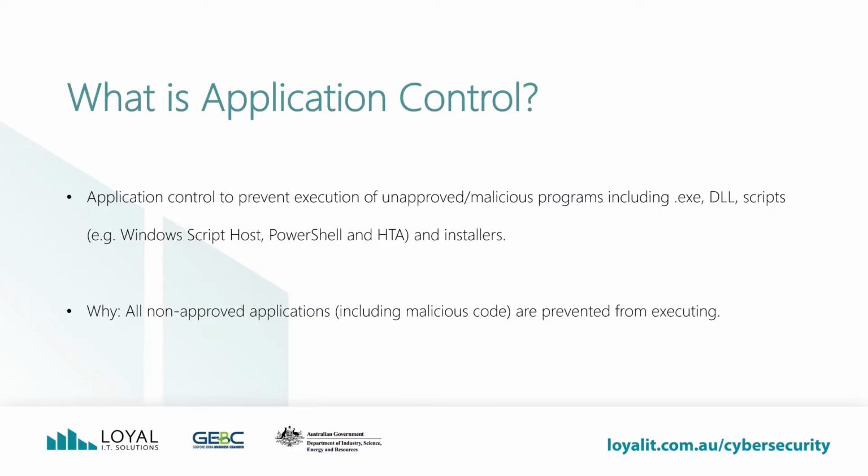Let's go. What is application control? You use application control to prevent execution of unapproved or malicious programs including exe, DLL, scripts, for example, Windows Script Host, PowerShell, and HTA, and installers. If you go back to the demonstration I did in the Configure Microsoft Office macro settings video, I hacked a computer using a Word document. It was a combination of macros, PowerShell, and HTML application, or HTA script. Why do we do this? All non-approved applications, including malicious code, are prevented from executing. Prevention is better than a cure.